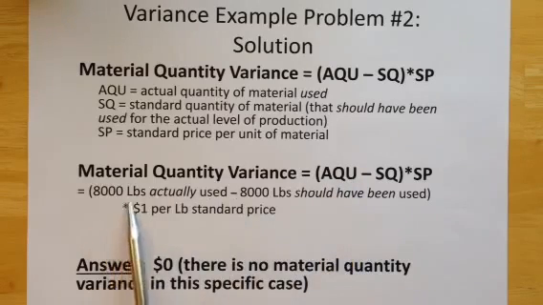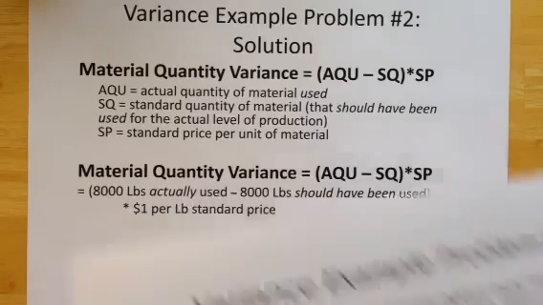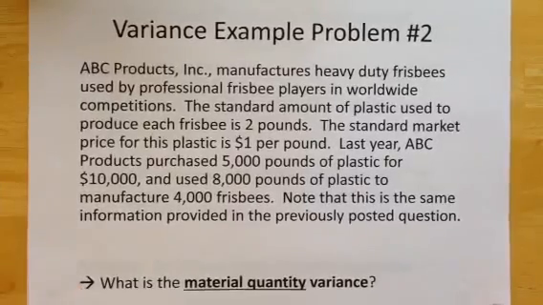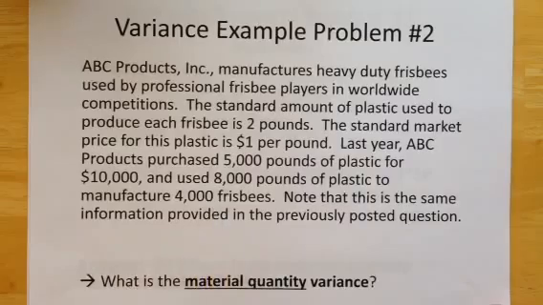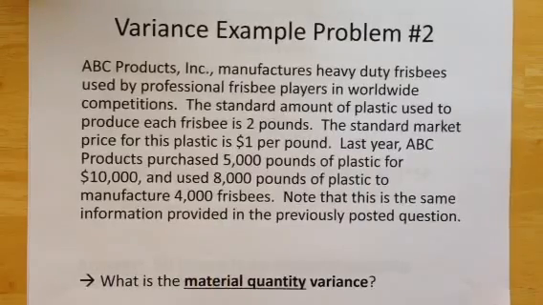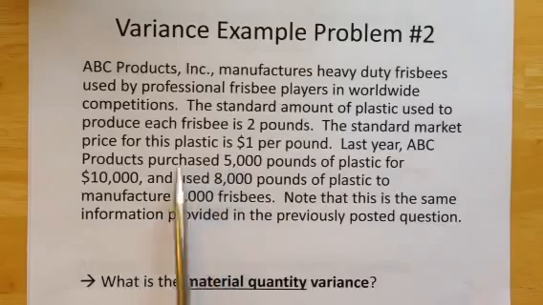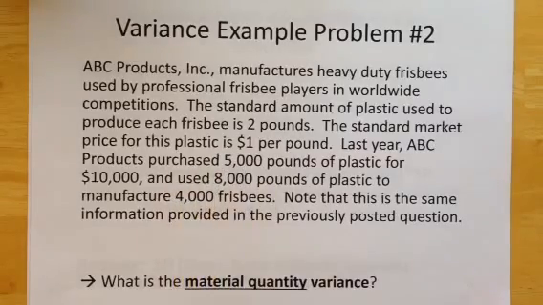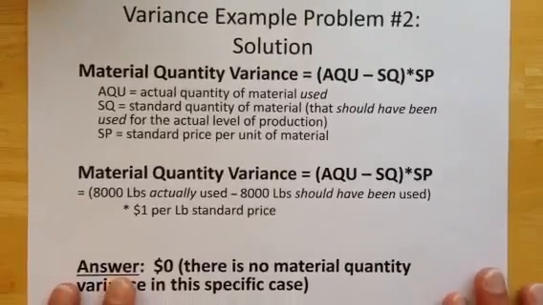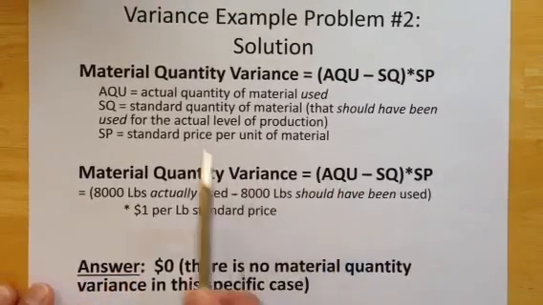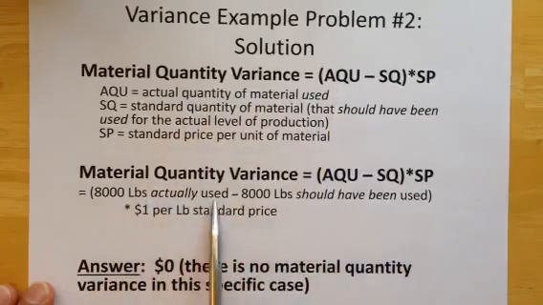We showed that 8,000 pounds were actually used. Where did we get that? Looking back at what we've been given in our problem, it shows we used 8,000 pounds of plastic to manufacture those 4,000 Frisbees last year. Be careful not to use the number that we purchased. We purchased 5,000 pounds. This formula requires that we insert the number of pounds that we used, and we used 8,000 pounds. So that got inserted for the value of AQU. The actual quantity of material used was 8,000 pounds.